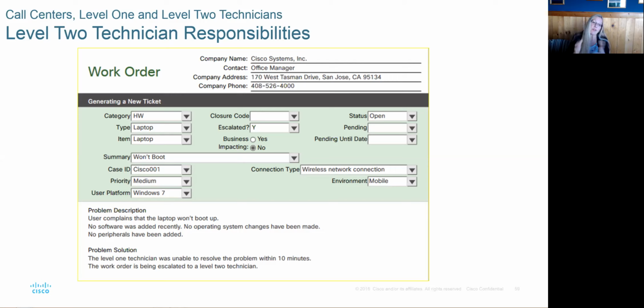You need to make sure that you write down the questions and answers that you asked, simply because the level 2 technician shouldn't be asking the same questions. Not only is it a waste of time and money, but it also annoys the heck out of the user, right?